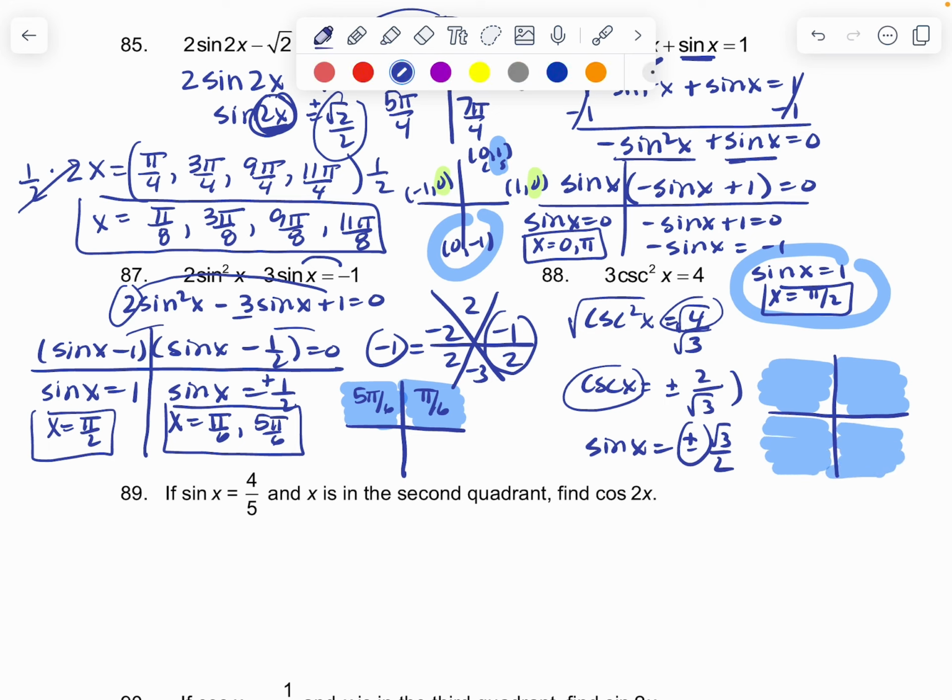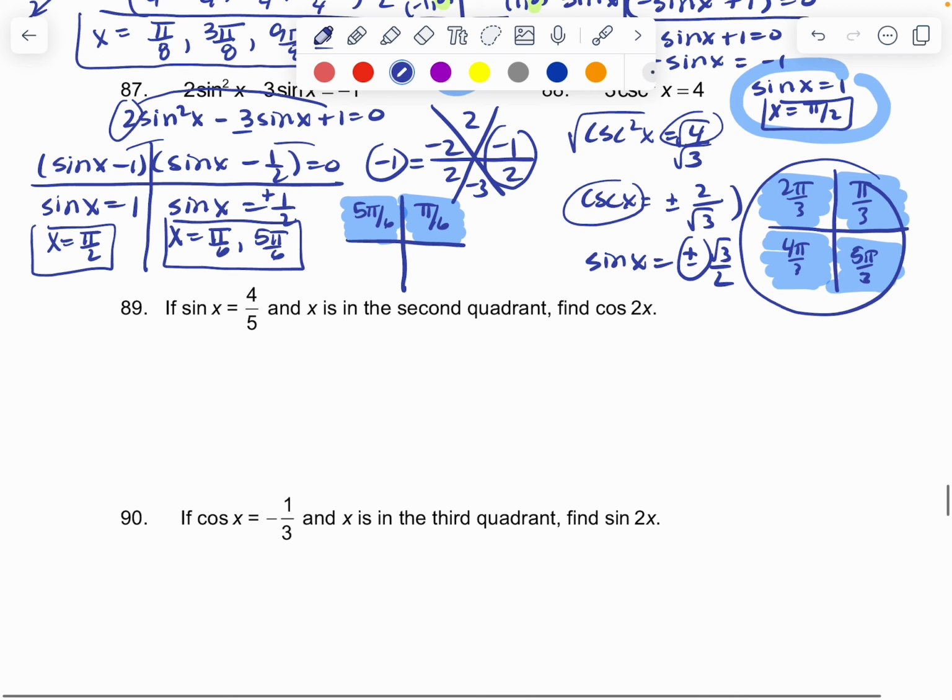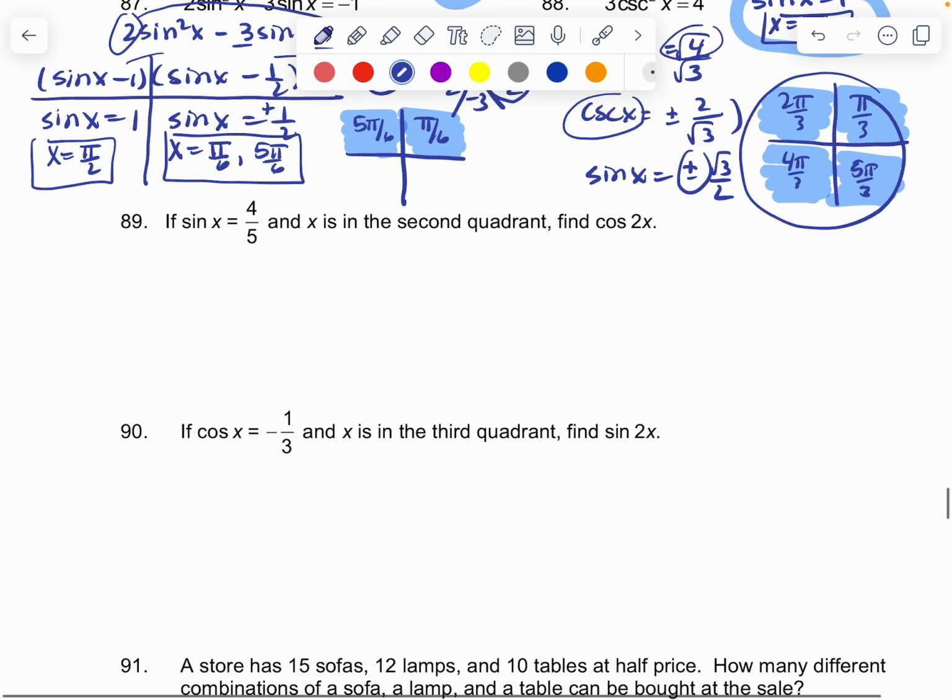So where does sine of x equal radical 3 over 2? That happens at pi over 3. So this is going to be pi over 3, 2 pi over 3, 4 pi over 3, and at 5 pi over 3. So all of those are going to be my answers. Remember, you guys, these answers are coming from your chart, so make sure you have that memorized. All right, 89. So on this one, you guys, you will get the identities for this, so please don't panic.